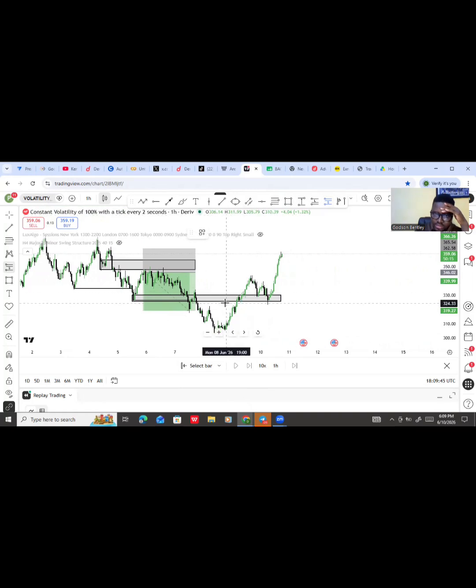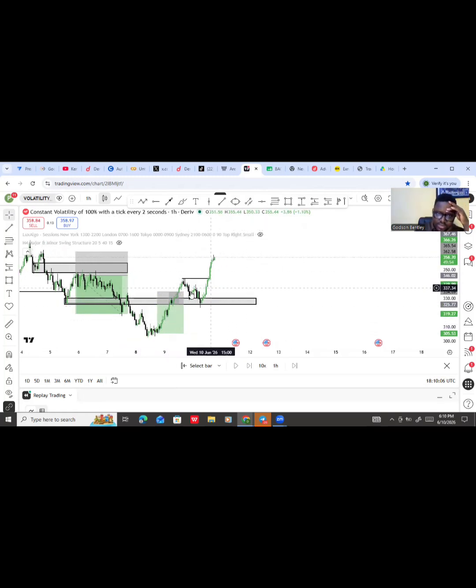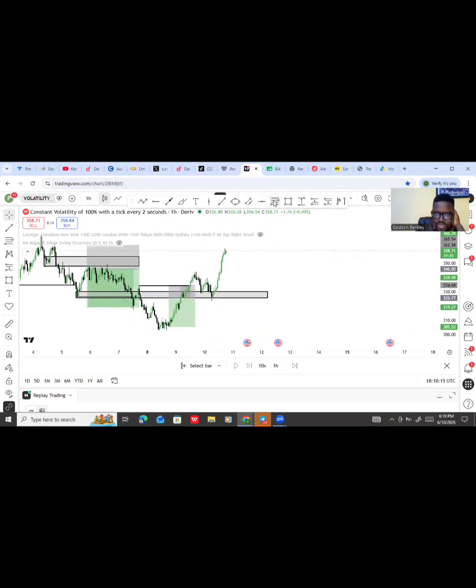Okay, so we hit SL on this one. Okay, then this is our break of structure. Okay, this one would be, this is our break of structure. Okay, and we can either go for the one down here or here.